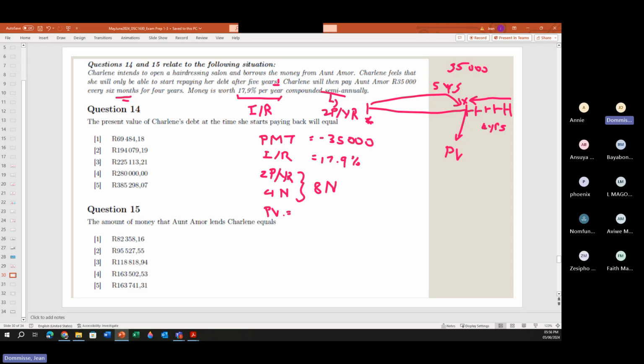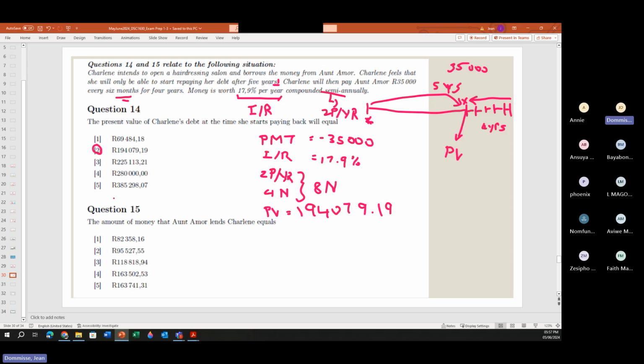And then if we look at the present value, and I think that is spot on, got the value of 194,079.19. Okay, so that is option 2. So perfect, spot on with that one. So that is basically what the present value is before she starts making the payments.